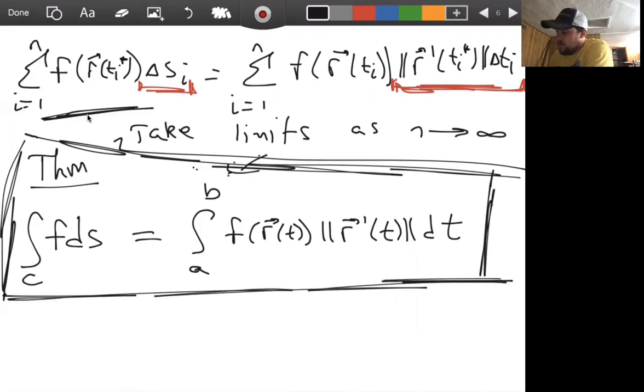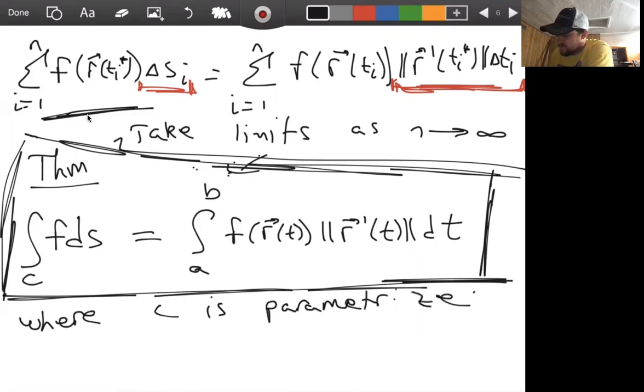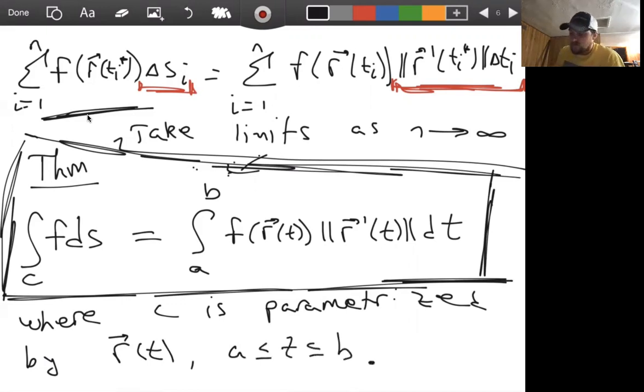And so this is where C is parameterized by r of t for t between a and b, just so we can make more sense of this side of the equation. To compute a scalar line integral, you need to plug your parameterization of your curve into the function, find the magnitude of the derivative, whatever this expression turns out to be, you integrate this from a to b, and you get your line integral. So let's do an example here.